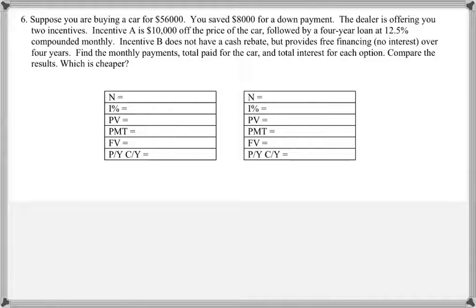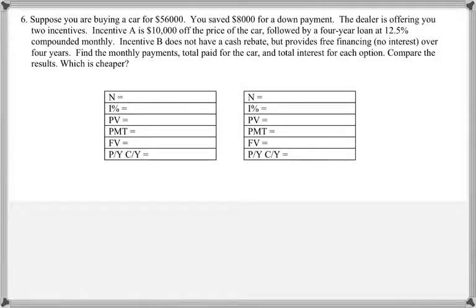Incentive A is $10,000 off the price of the car, followed by a 4-year loan at 12.5% compounded monthly. Incentive B does not have a cash rebate, but provides free financing, which means no interest, over 4 years. Find the monthly payments, the total paid for the car, and the total interest for each option. Compare the results. Which is cheaper?